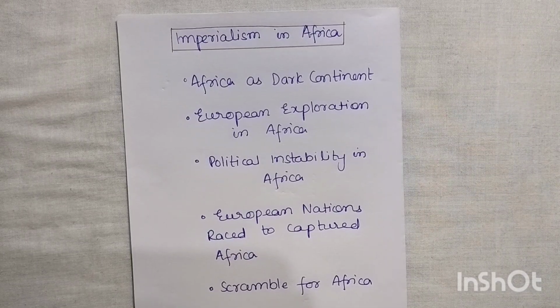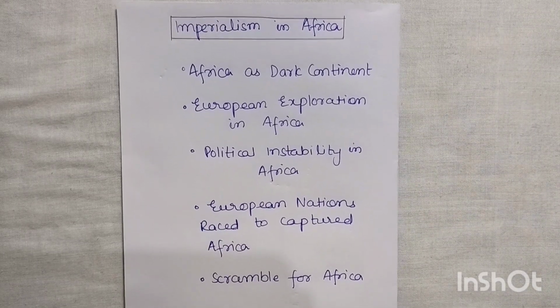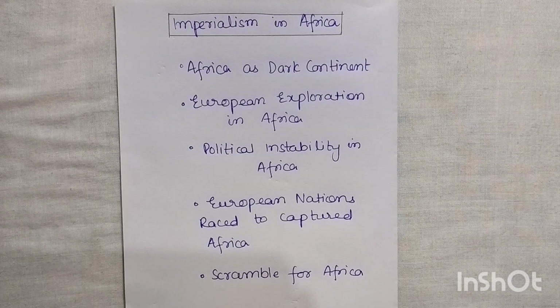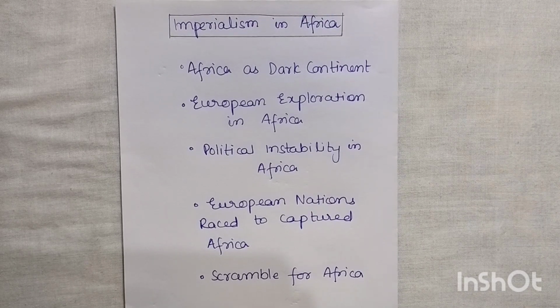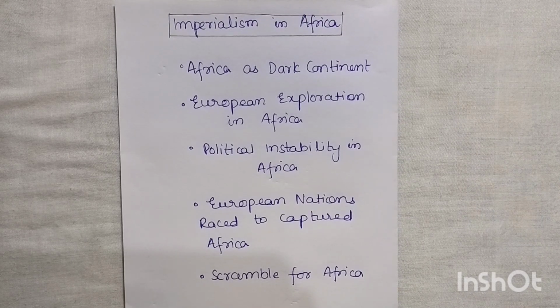So imperialism in Africa is our new topic that we are going to cover today. Here we will see why Africa has been imperialized. It means it has been conquered by a country and colonies have been made there. Okay. So what were the reasons for imperialism in Africa?